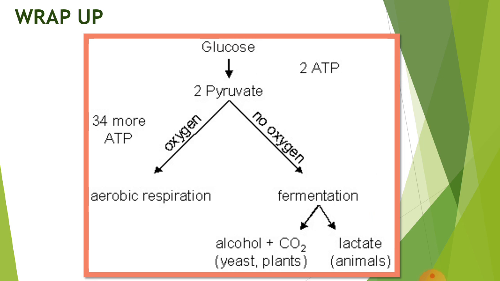Let's wrap up today's lesson. Glucose is converted into pyruvate, and when oxygen is present, it performs aerobic respiration and releases a lot of energy in the form of ATP. But in the absence of oxygen, it undergoes the process of fermentation. Then there are two types of fermentation: alcoholic fermentation and lactic acid fermentation.